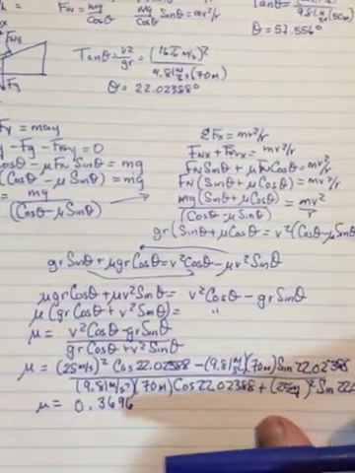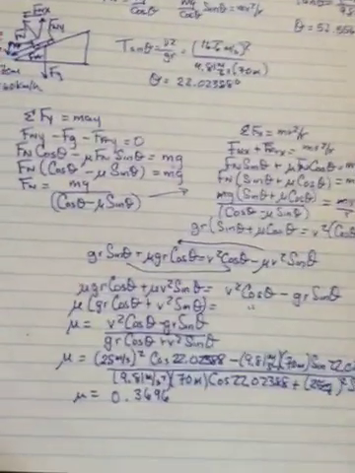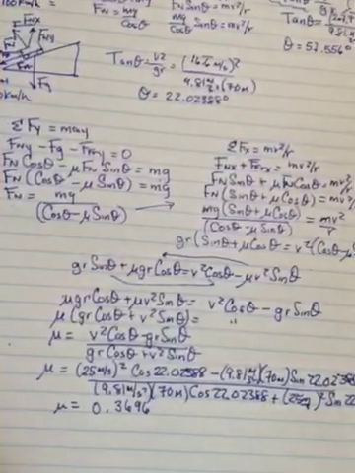0.3696. Okay? So now I'd like you to do numbers 3, 4, 5, 6, as well as number 7 and 8 on the back of that original sheet.